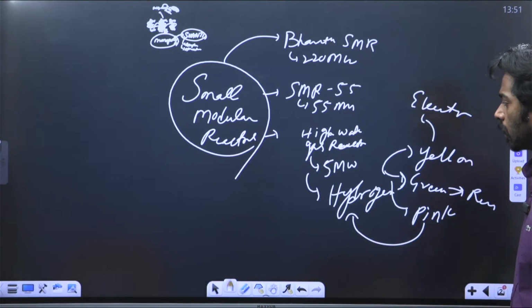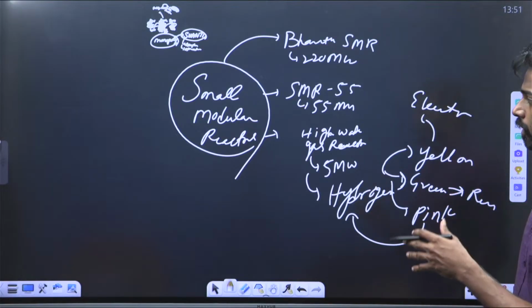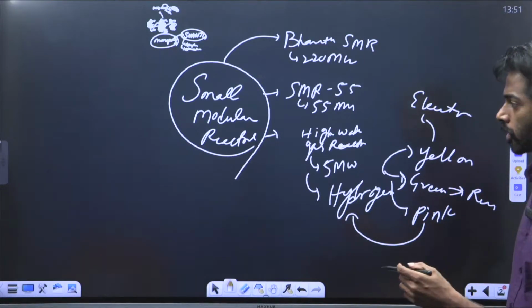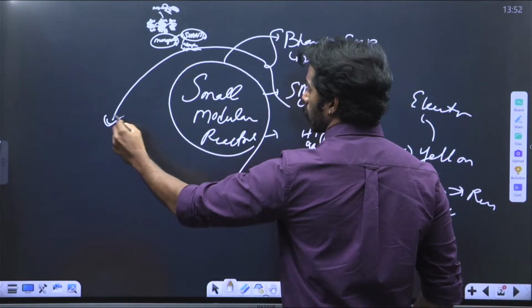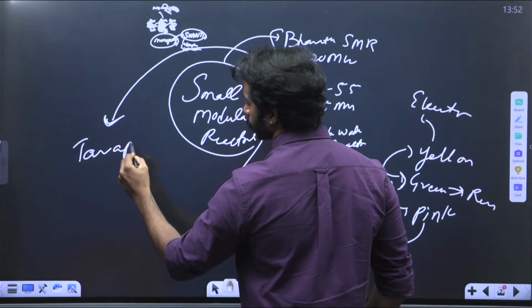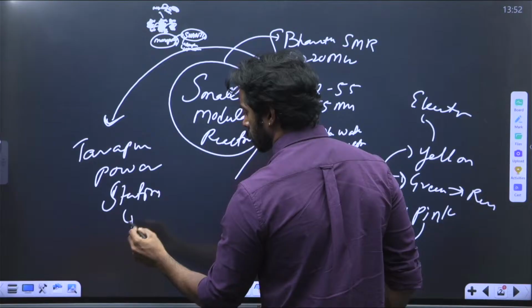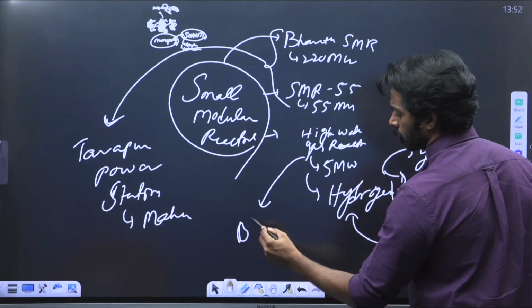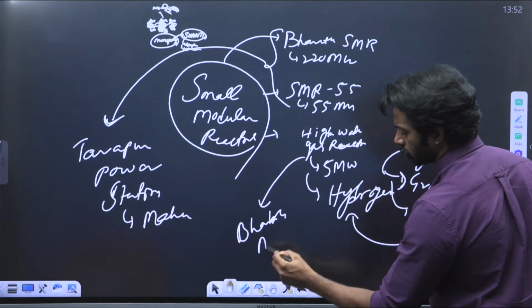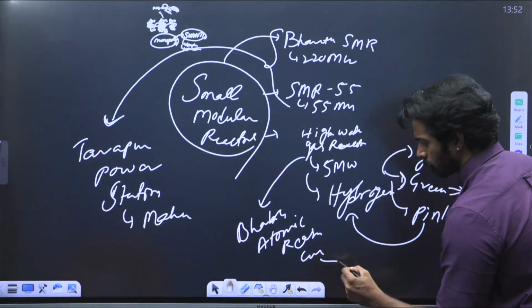So we have the high water reactor, which generates around 5 megawatt energy and not only produces electricity but also produces hydrogen. This is what I wanted to convey when it comes to the small modular reactors. Now the Bharat SMR and small reactor 55 are built by the Tarapur power station that is present in Maharashtra. And the high water reactor is built by the Bhabha Atomic Research Center, or BARC, that is present in Vizag.